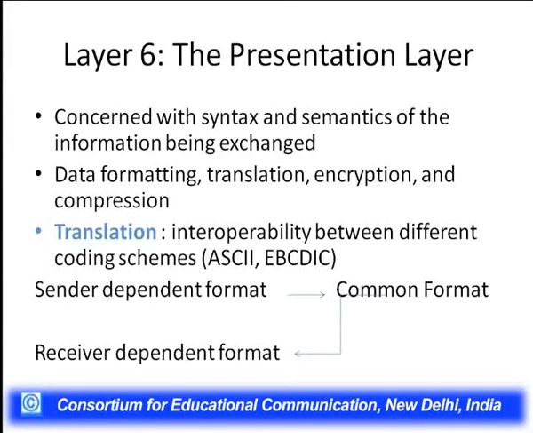Now, what is data translation? Data translation means there is interoperability between the different coding schemes, like ASCII or EBCDIC, etc. What it does is that it translates or converts the data from the sender dependent format to a common format, and then from the common format at the receiving end, the receiver's presentation layer converts it to the receiver dependent format.